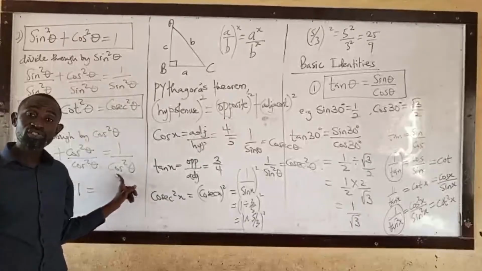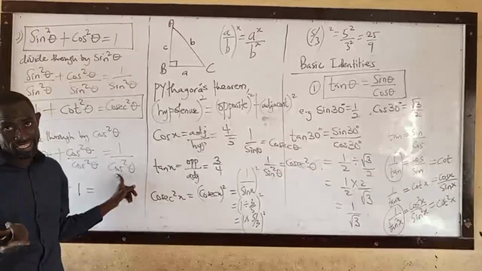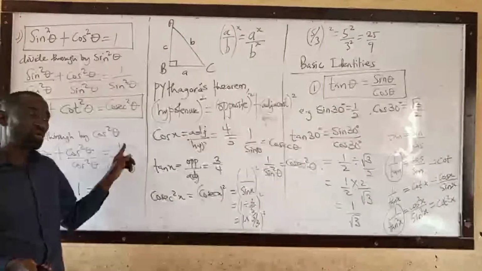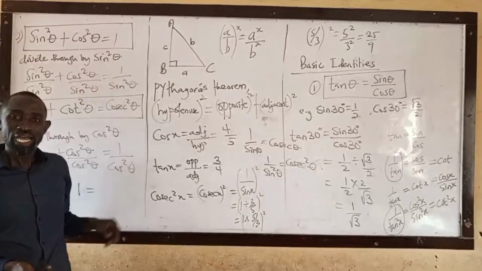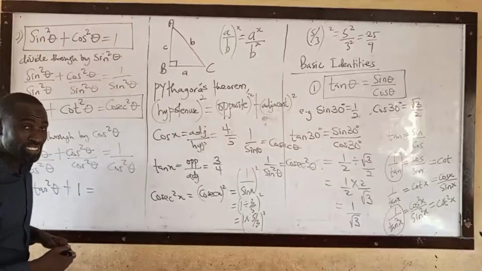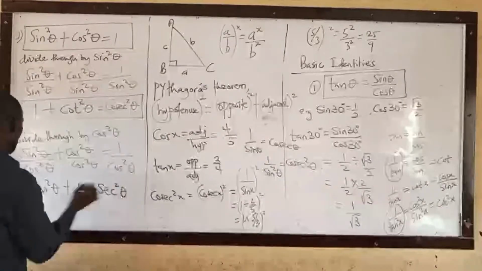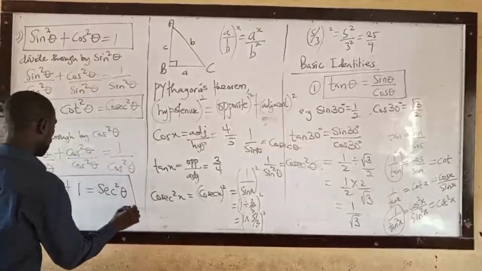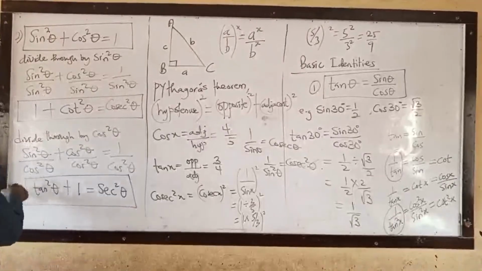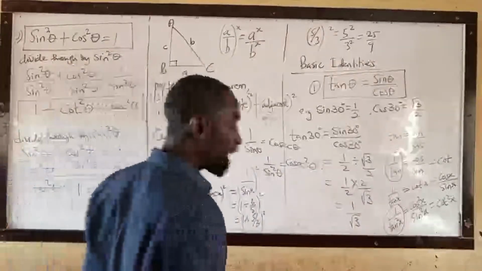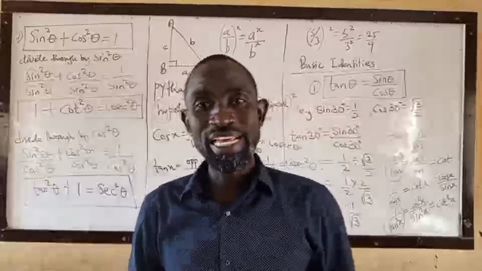1 over cos is sec. Inverse of cos is sec. What is now inverse of cos square theta? That will be sec square theta. So we have sec square theta here. This is the fourth identity. So we have tan square theta plus 1 equals sec square theta.